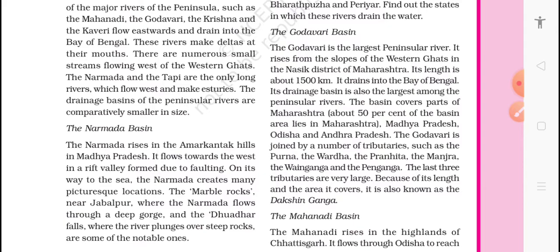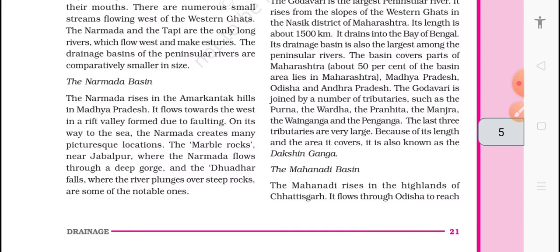The Godavari Basin. Godavari is the largest peninsular river. It rises from the slope of the Western Ghats in the Nasik district of Maharashtra. Its length is 1,500 km. It drains into the Bay of Bengal on the east side of our country. The basin covers part of Maharashtra, about 50% of it, and also Madhya Pradesh, Andhra Pradesh and Odisha. The Godavari is joined by numerous tributaries such as the Purna, Wardha, Pranhita, Manjra, Penganga. The last three tributaries are very large because of the length of the area covered. It is also known as the Dakshin Ganga.